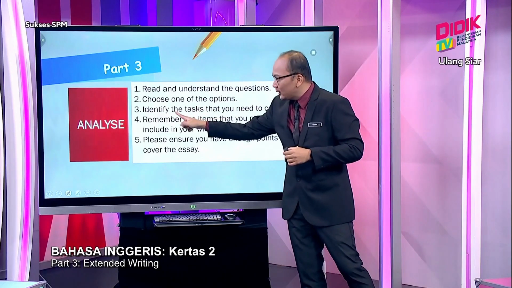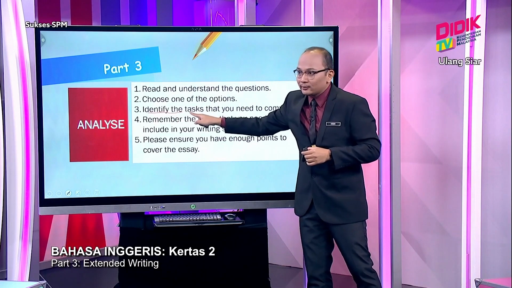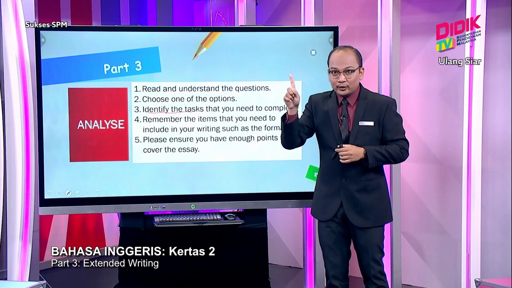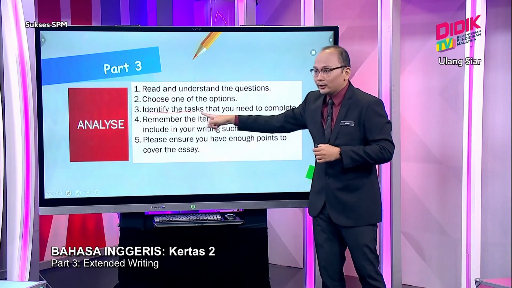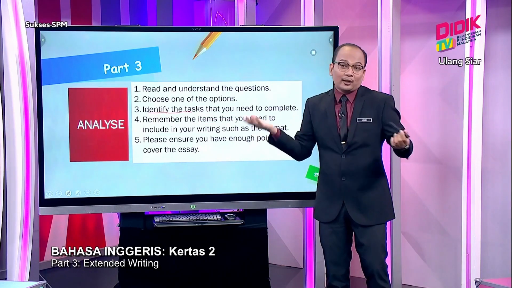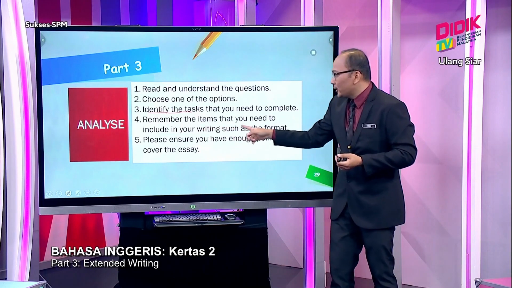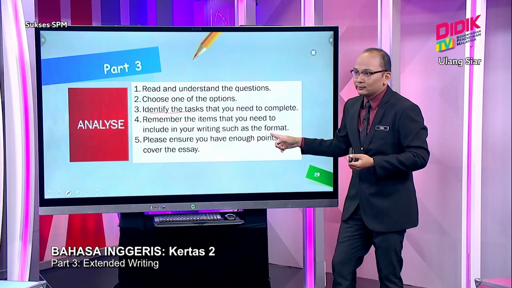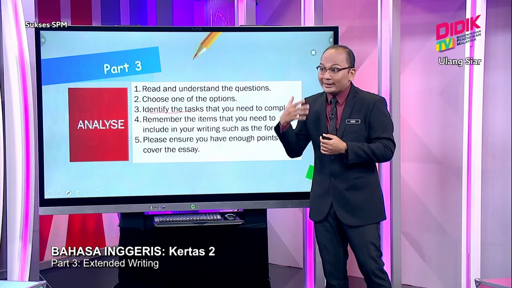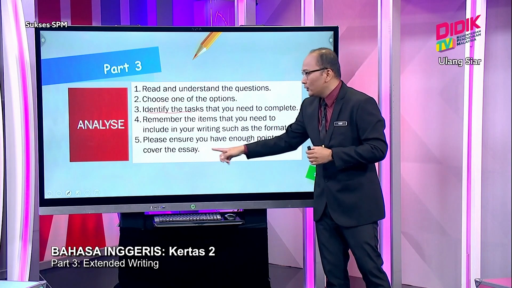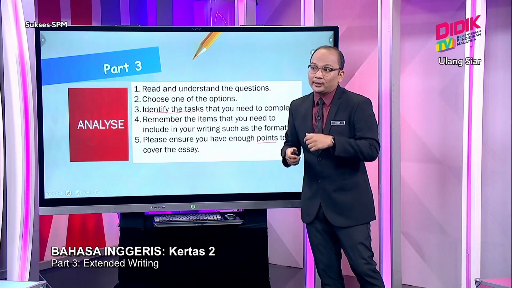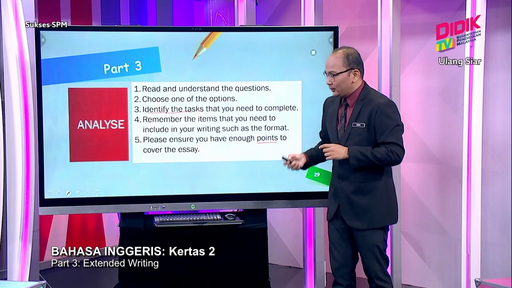Once you read the options, you identify the task that you need to complete, because there are 4 formats but 3 will be out. If you choose story, for example, you need to identify what kind of story you need to write. If it is a report, what kind of report, and review, what kind of review. Remember the items that you need to include in your writing, such as the format. Some have a format, so try to follow whatever format is needed to complete the task. Also ensure you have enough points, because points are always important for you to get a better score in your content.